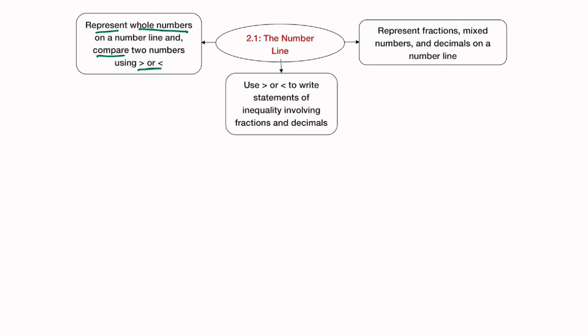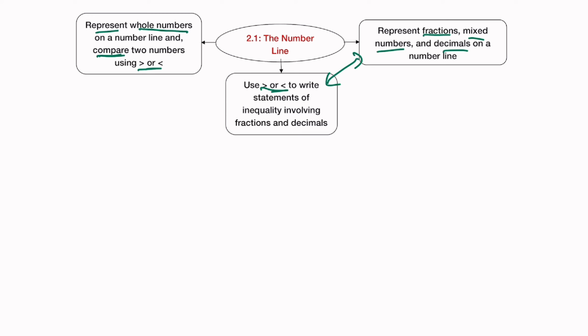And here it says represent fractions, mixed numbers. So they are not whole numbers. Other than whole numbers, you have fractions, you have mixed numbers, and decimals. So we represent them also on the number line. And this one actually is related to this. It's comparing, as we had comparing here. So it's in a way only two things: whole numbers on one side, and on the other hand, you have fractions, mixed numbers, and decimals. All of them on the number line and comparing them.